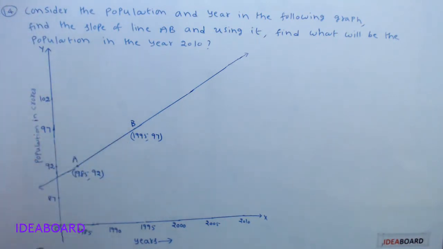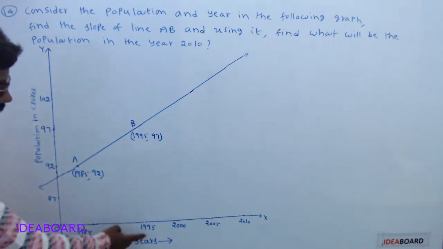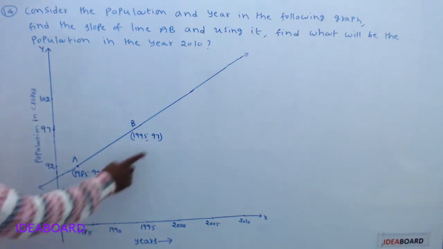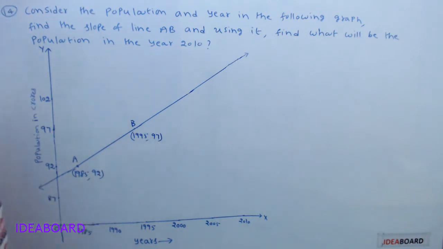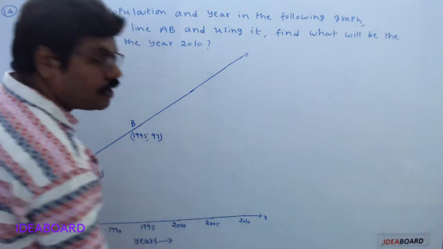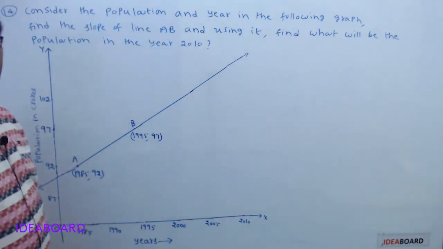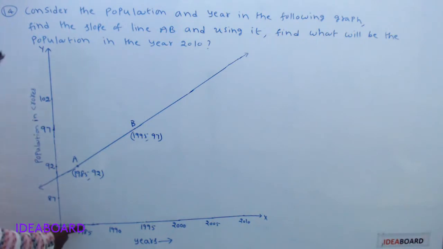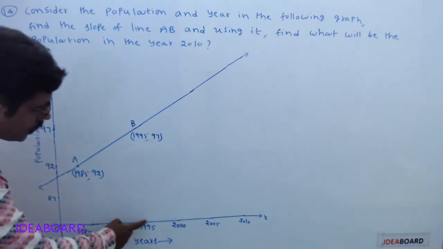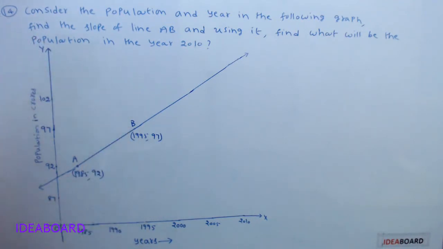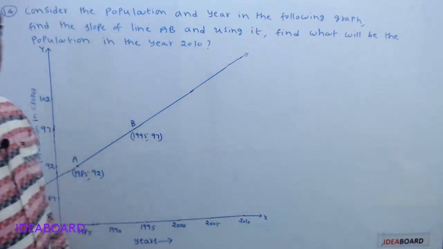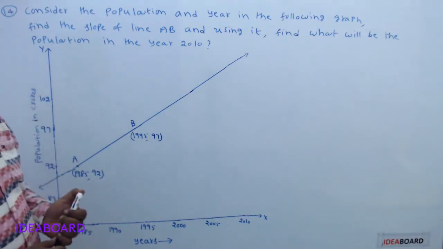Now see the meaning of the given data. In the year 1985, corresponding population will be 92 crores. In the year 1995, corresponding population will be given as 97 crores. Then what will be the population in the year 2010? See once again, in the year 1985, the population is 92 crores. In the year 1995, it is 97 crores. In the year 2010, what is the corresponding population?